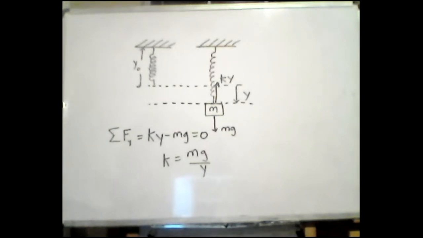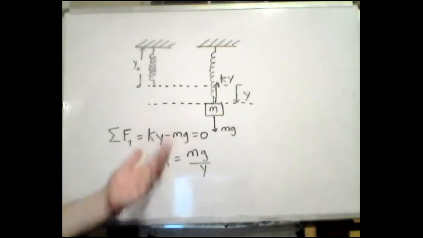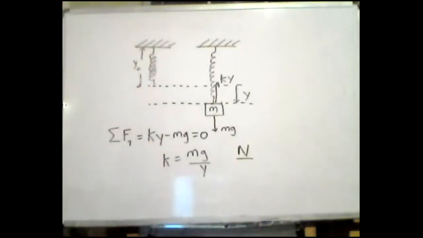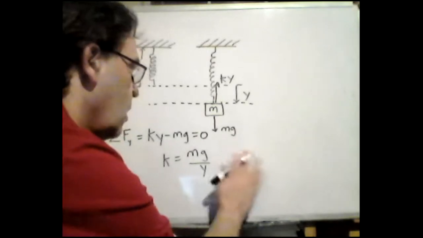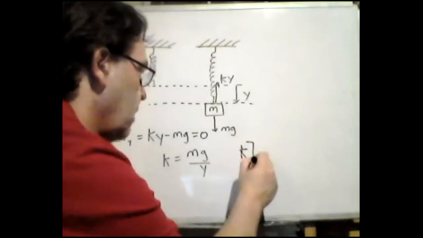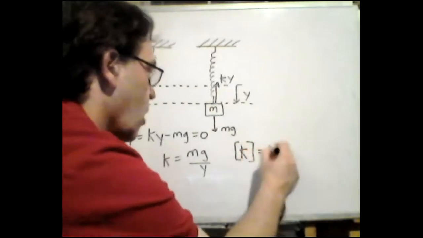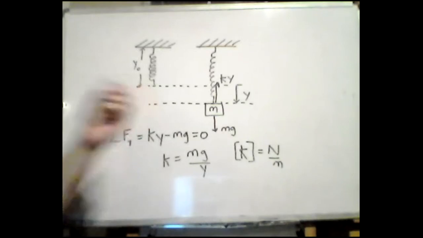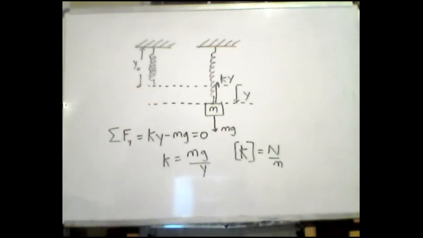What are the units of the spring constant? Well, mg, that's a force that's given by newtons. And the distance, displacement, is given by meters. So the units of K, the spring constant, are newtons per meter. Now, again, every single spring has its own constant, depending on how thick the material may be that makes up the spring, how it's wound, and also maybe what the material is.